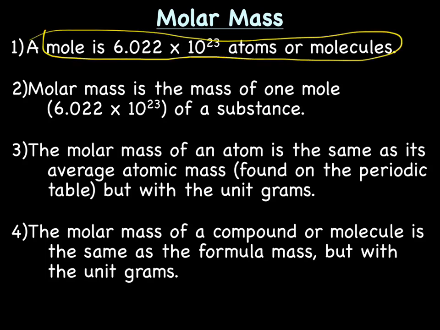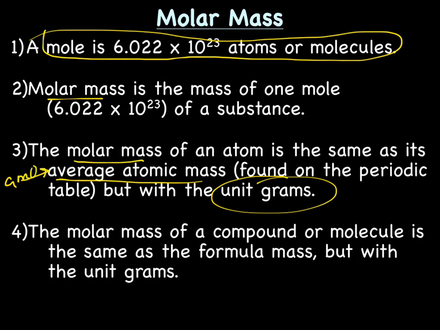Then we've got this thing, molar mass. The molar mass is the mass of 1 mole of a substance, or the mass of 6.022 times 10 to the 23rd atoms or molecules, or actually anything. All right, so here's the cool part. It turns out that the molar mass of an atom is actually the exact same as its average atomic mass. That's the number found on the periodic table. The only difference is that the unit is in grams. Remember that for average atomic mass, the unit is AMU.